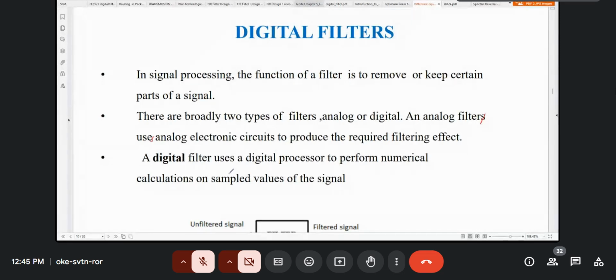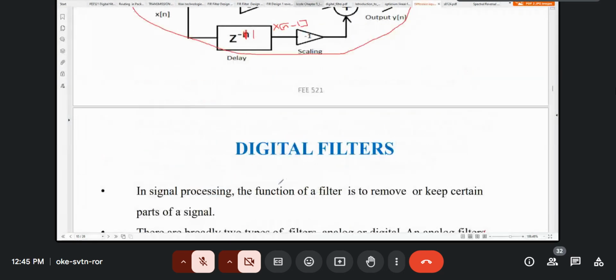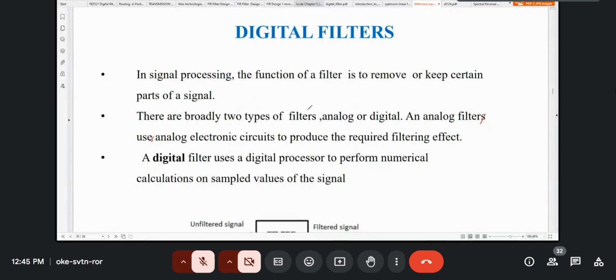So let's look at, if there are no questions, we can look at the digital filters. I can say a few things about digital filters. Of course, the purpose of any filter is to remove or keep certain parts of a signal. That is the purpose of a filter. And of course, filters are very important when it comes to our communication systems.